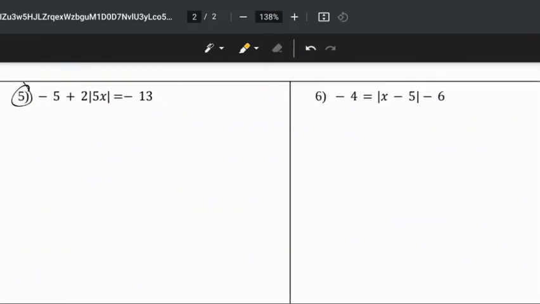We have number 5, and the absolute value bars are not isolated. We still have that negative 5, and we have a plus 2 times the absolute value of 5x. So in order to start our process, we have to add 5 to both sides.